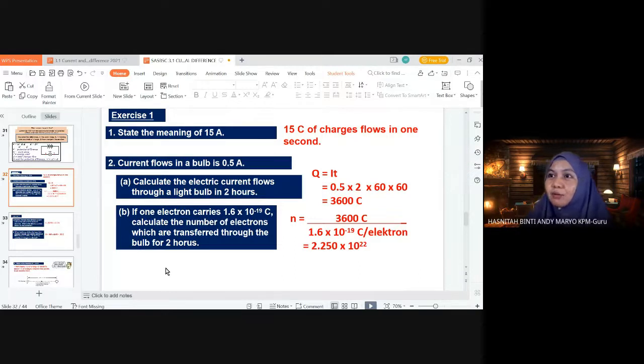So for that question, we use the equation Q equals NE. Q is a charge, N is the number of electrons, and E is the charge for 1 electron. Can you use that equation?